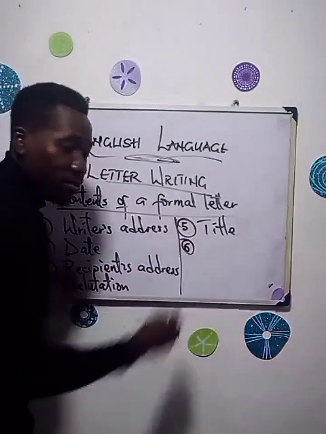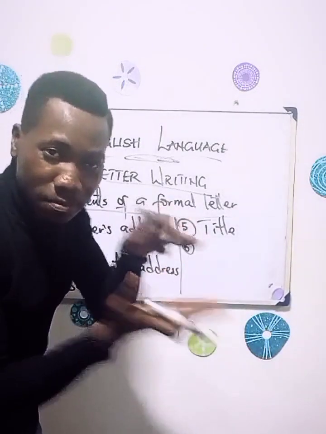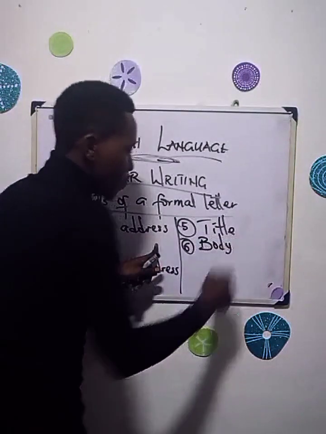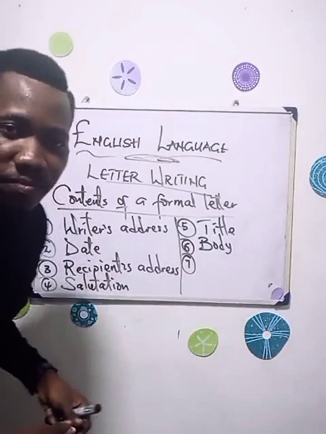Then number 6, after the title, you have the body of the letter, the details, the main letter body. So after the body of the letter, what comes next?